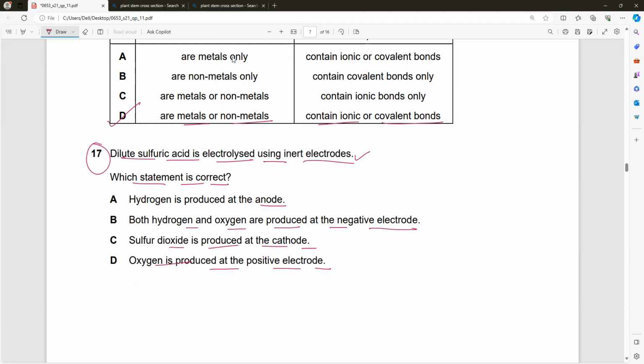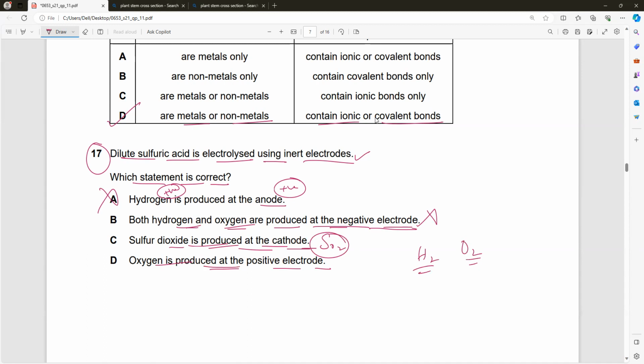Dilute sulfuric acid is used with inert electrodes, that is what they are saying. So what will happen, everybody? Hydrogen is a positive charge and the anode is also positive charge. Is it possible for positive to come at the positive? No. Second, both hydrogen and oxygen are produced at the negative electrode. No, it is impossible. Sulfur dioxide is produced at the cathode. Sulfur dioxide gas production, we only get hydrogen and oxygen.